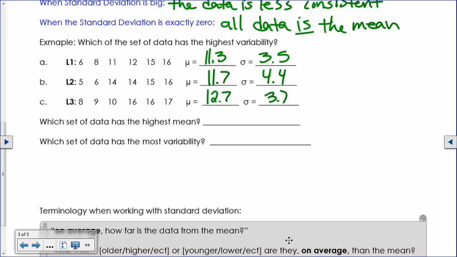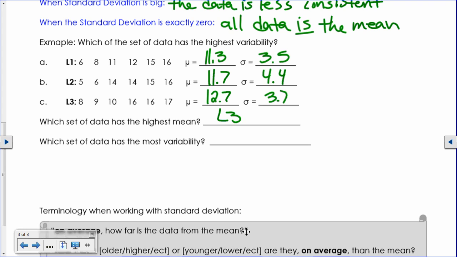Alright, so I have 2 questions for you guys. Which one of these data sets has the higher mean? List 3. Alright, because list 3 has the highest mean of 12.7. You should notice that they all have different means and different standard deviations. The mean has no impact on the standard deviation. Right? They don't have to have the same mean for you guys to compare standard deviation. The standard deviation is a measure regardless of what the mean is. It's just talking about how far the points are from that specific mean that you would have found before.